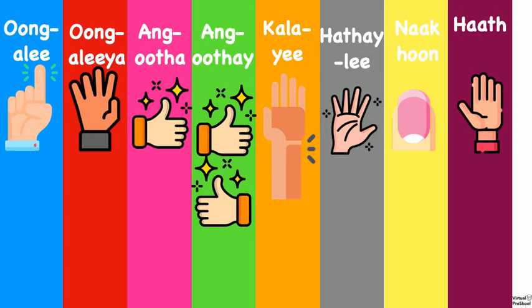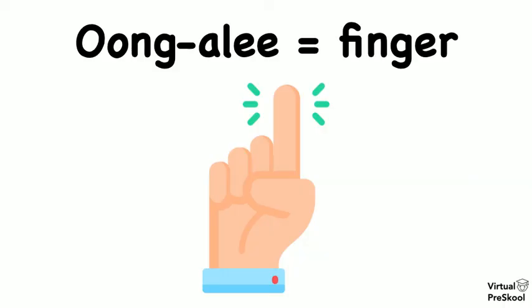What about your nails? Your nails are nakhun. Nakhun, and that's also a tricky H word. Nakhun is your nails. And last and definitely not least, what we started with, haath is hand. Haath is hand. All right, so let's look again.